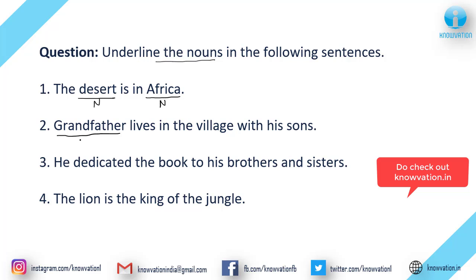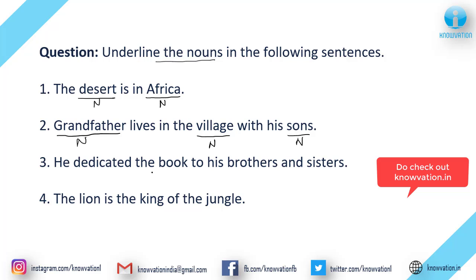So this is also a noun. Lives in the village. Now friends, village, again we are talking about a place, so it is also a noun, basically a common noun. And then his sons. Sons is also a noun, which is a name given to the younger people in these sentences. Alright, and moving to the next one.